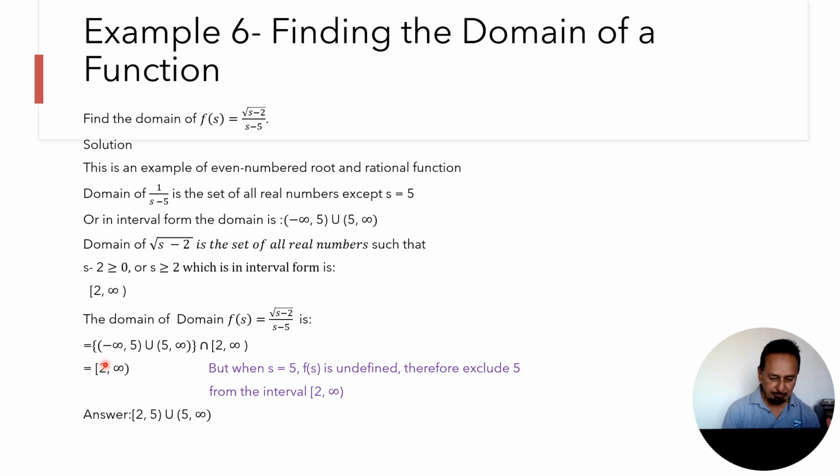So we write minus infinity comma 5 union 5 comma infinity, intersection with 2 to infinity. So the intersection is the smaller of these sets, 2 to infinity. But this interval has a 5 because after 2, 5 comes. And when you put 5 in the function, s minus 5 becomes 0 and this is undefined. So we have to exclude 5 from this interval. This is the way you do it: you can start with 2, go up to 5, put the parenthesis, and the union, and then 5 comma infinity. So 5 is not included.